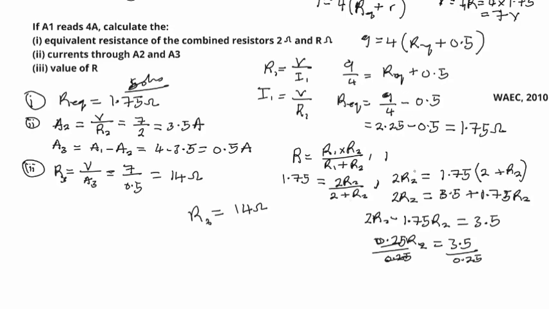So it's really simple. You go through the first easy method, terminal voltage divided by current will just give you that, instead of going through this long process. So that is how to answer this question.